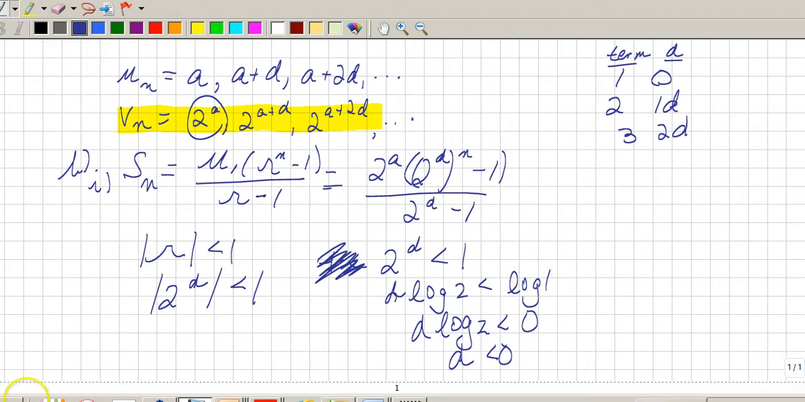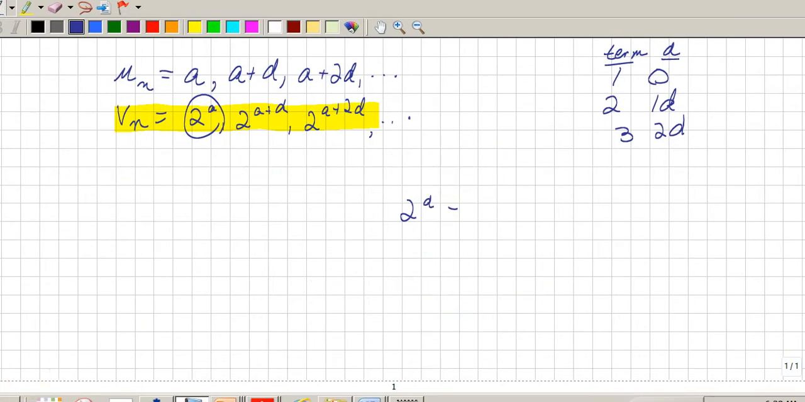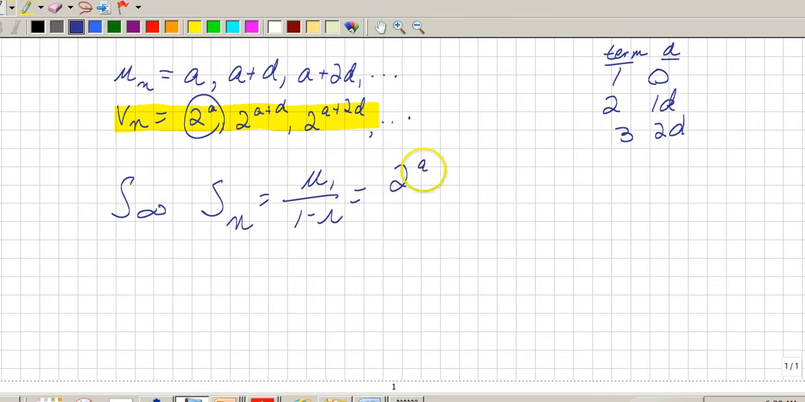All right, let me clear a little room here and do part 3. Part B, number 3: write down the sum of the infinite series in terms of a and d. Well, the sum of an infinite geometric series is the first term over 1 minus r. We have all that information. The first term is k, and the common ratio is 2 to the d, so it's k over 1 minus 2 to the d. And that's it. It's pretty easy.